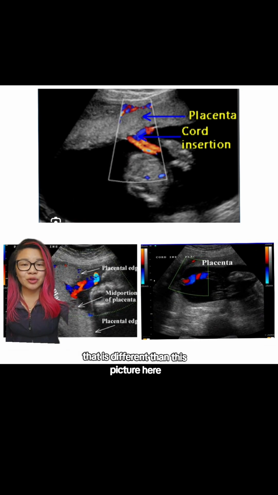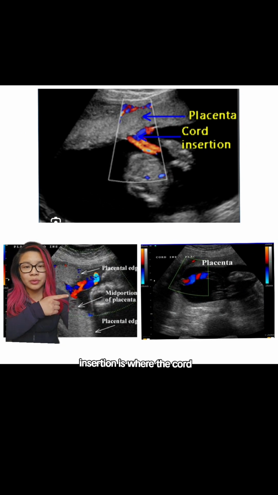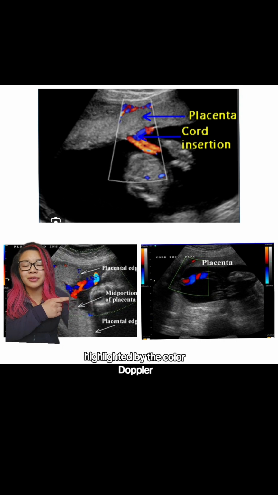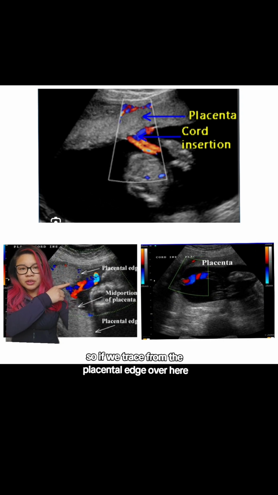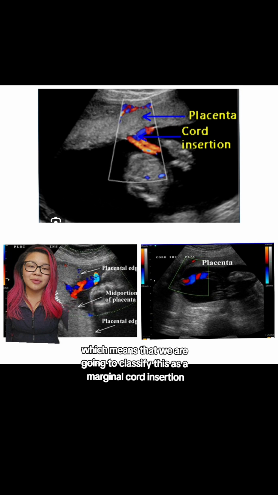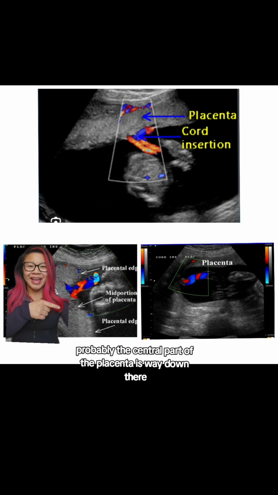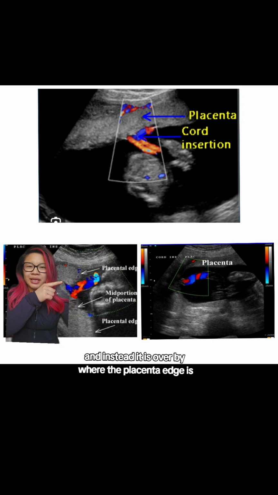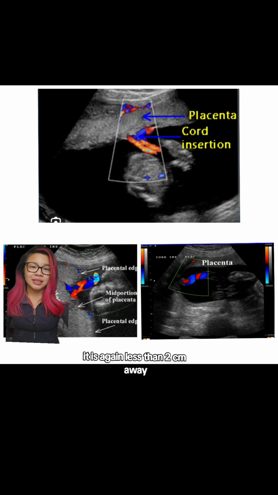That is different than this picture here, which is depicting a marginal cord insertion. A marginal cord insertion is where the cord, which is highlighted by the color Doppler, so we are putting color on the umbilical cord here, and you can see that the edge of the placenta is right over here. If we trace from the placental edge to where the cord inserts, it is going to be less than 2 centimeters, which means that we are going to classify this as a marginal cord insertion. It is not inserting centrally, which would be way down there. Instead, it is over by where the placenta edge is, where the placenta ends essentially. And you can see over here, it is less than 2 centimeters away.